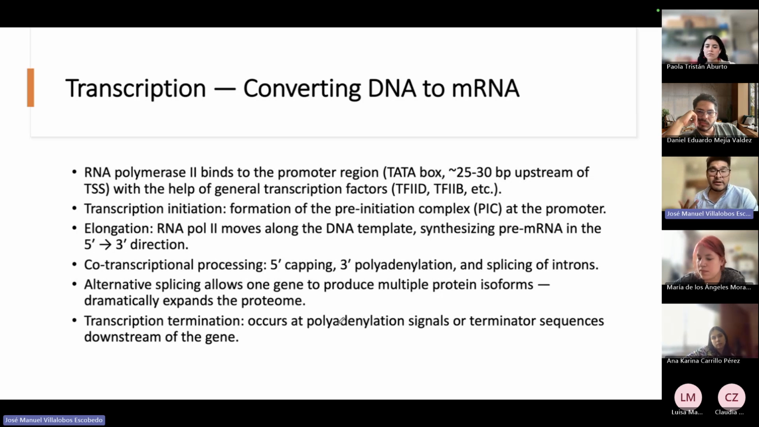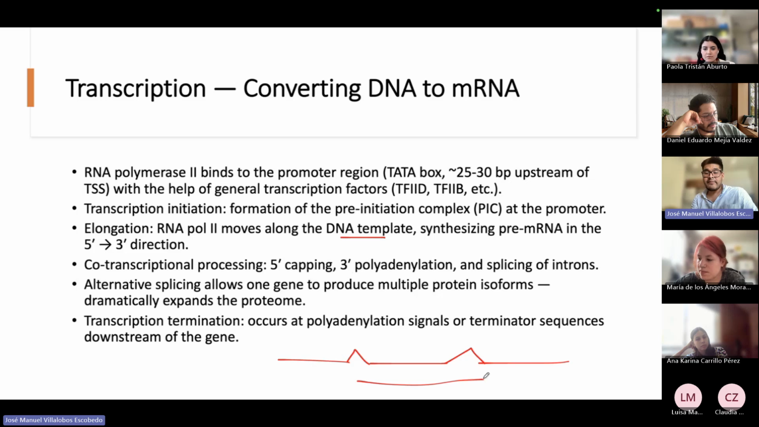Transcription by RNA polymerase 2. We can see elongation, for example, a process that sometimes uses the DNA template to create the mRNA. Co-transcriptional processing is another kind of process that is happening. And alternative splicing, which forms protein isoforms. We have introns in the genes, and after splicing we lose these introns and form the mature mRNA.